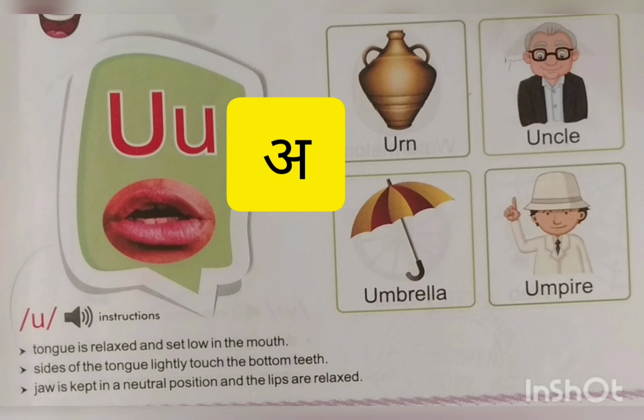Phonic sound of U is A. U for aunt. U for uncle. U for umbrella. U for umpire.